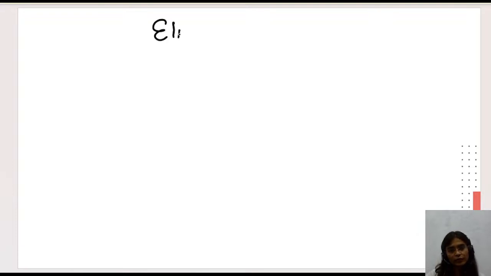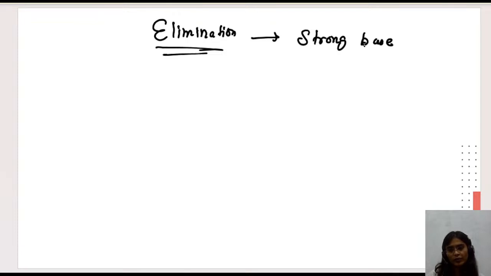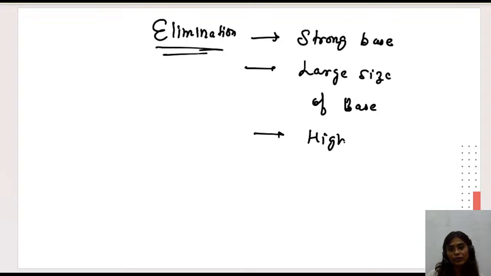So let's first discuss the main point about the elimination reaction: at which point you have to proceed with the elimination reaction. I guess you already know condition number one: strong base required. Second, a large size of base, or a high temperature required. So minimum three conditions have to be there for a normal elimination reaction. Although we covered E1 and E2 factors in reaction mechanism, these are the main points.